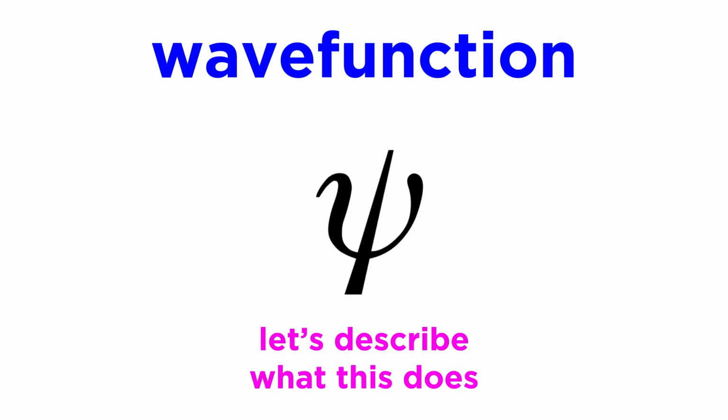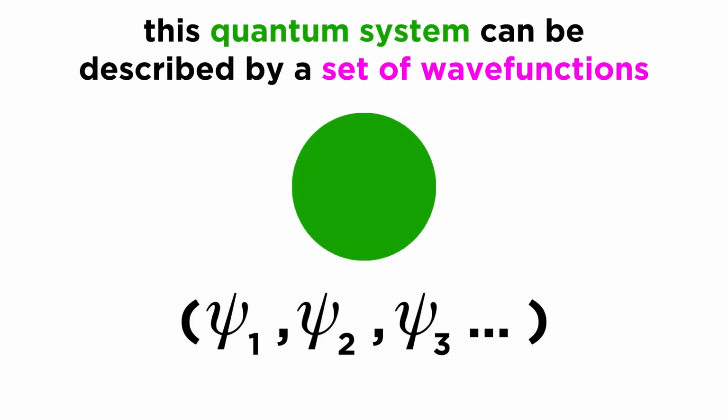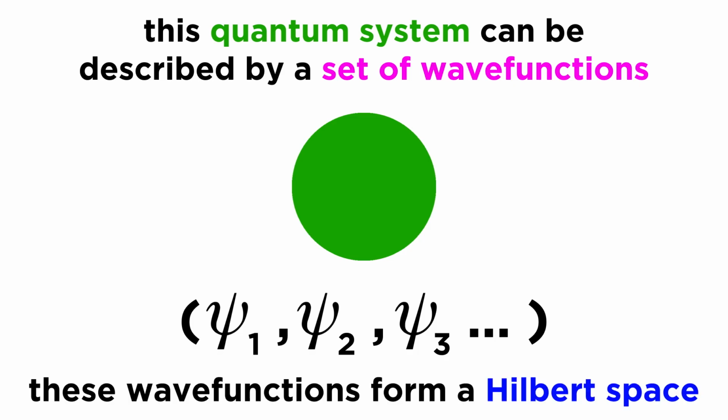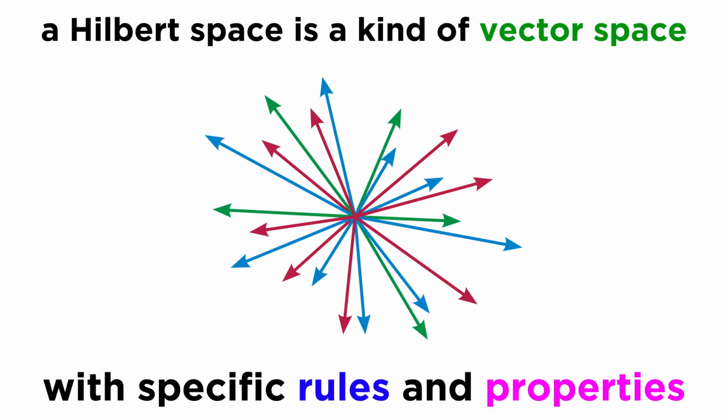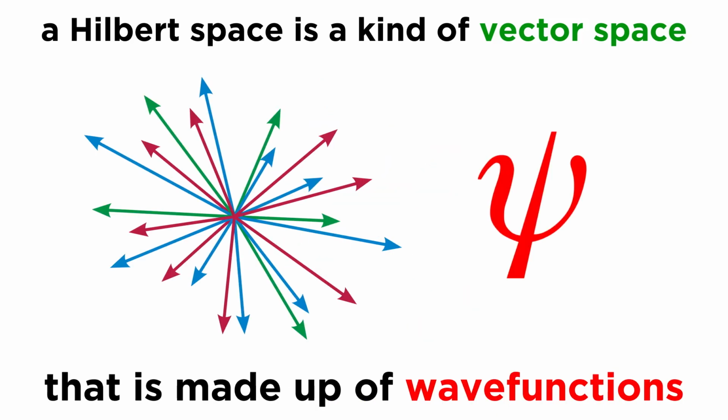The best way to go about understanding the wave function is to describe what it does. If we consider some quantum system, it can be described by a set of wave functions, and the wave functions which describe that particular system can be said to form something called a Hilbert space. A Hilbert space is a particular kind of vector space. Hilbert spaces have some specific rules and properties that we won't fully explain here. For now, let's just talk about how to imagine the wave functions that form them.